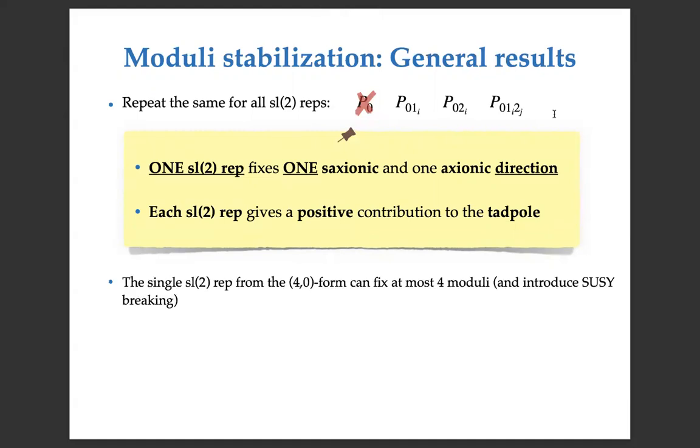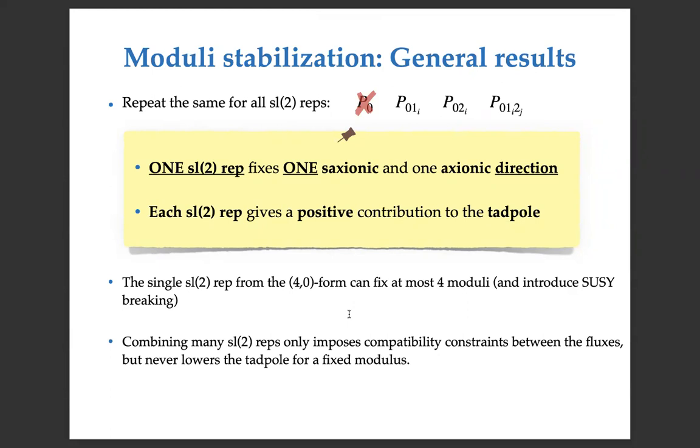Now, the single SL2 representation that we haven't studied in detail here, the one corresponding to the 4,0 form, can be very complicated. It can be as complicated as you want, but it is orthogonal to the rest, and it can fix at most four moduli, because at most it can populate four different L's. So this means that if we want to stabilize a large number of moduli, which is the case relevant for the tadpole conjecture, we will have to stabilize it with these other representations. We will need to introduce these.